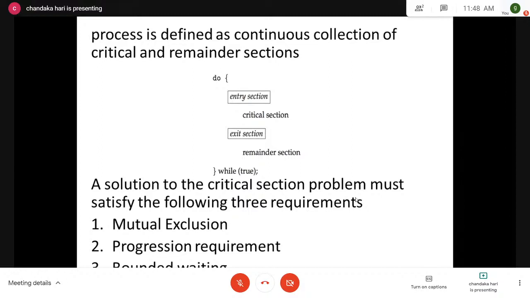Entry section is simply allocating resources, that is, whatever locks you require to execute. Whatever locks you require to affect your common resources are obtained in the entry section. Once your execution is successfully completed, you need to release the locks. That is done in the exit section. And this is the remainder section. This is continuous: critical, remainder, like this.